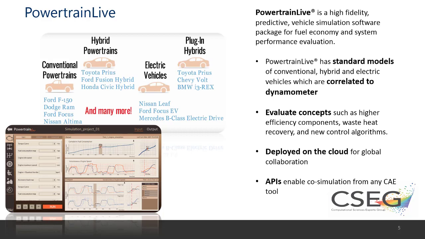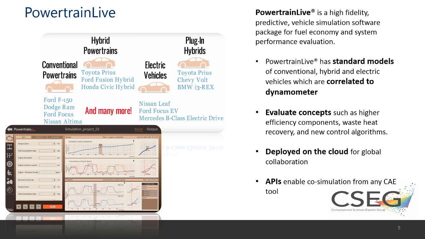The CSEG team went above and beyond just developing the software, but also spent a significant amount of time collecting the data on these vehicles and correlating these vehicles to transient dynamometer data, so that when our customers start using PowertrainLive for what-if studies, they have a correlated model to start with, and don't have to spend months of time developing a baseline vehicle model.